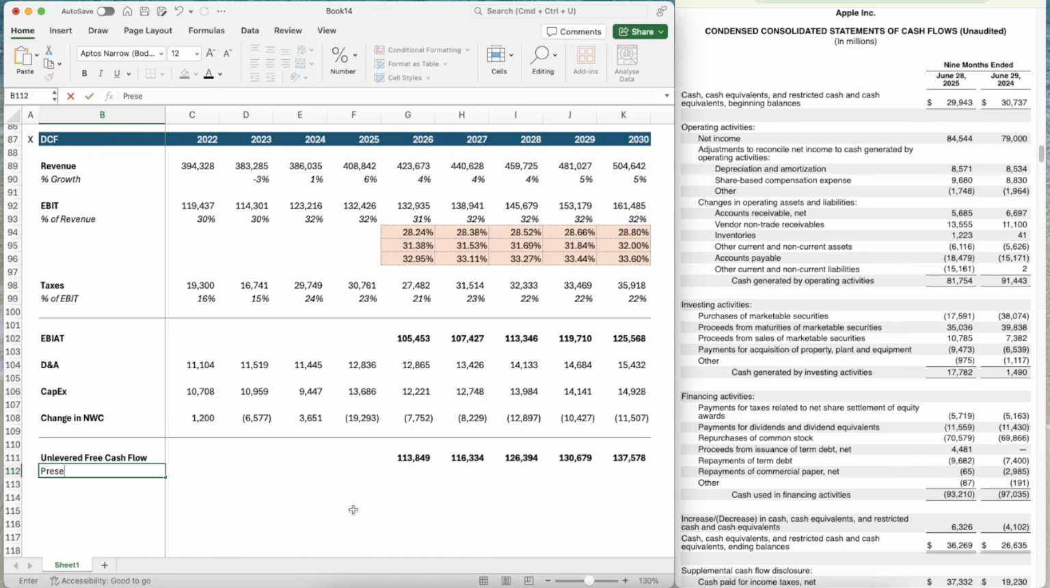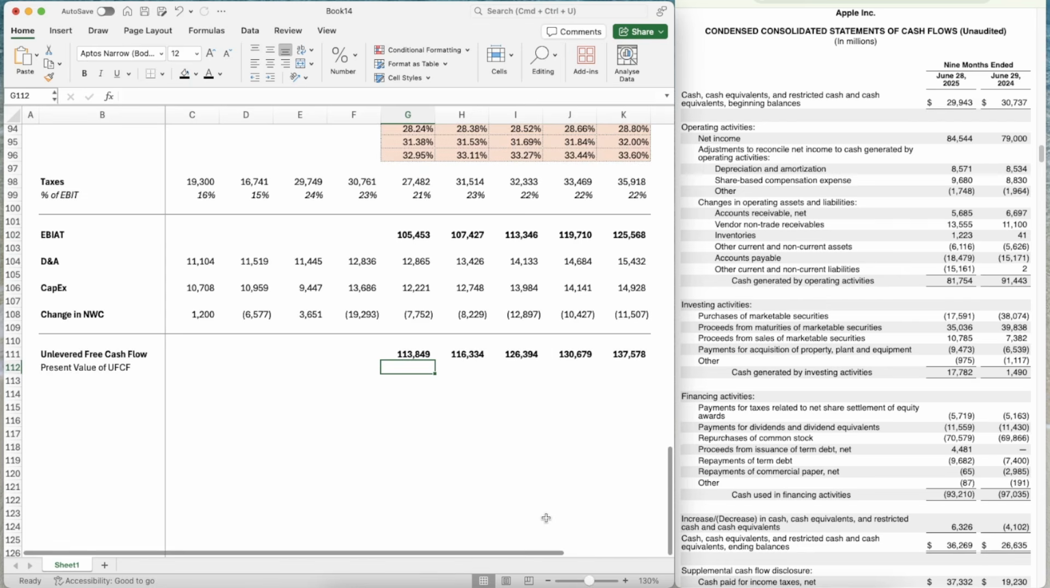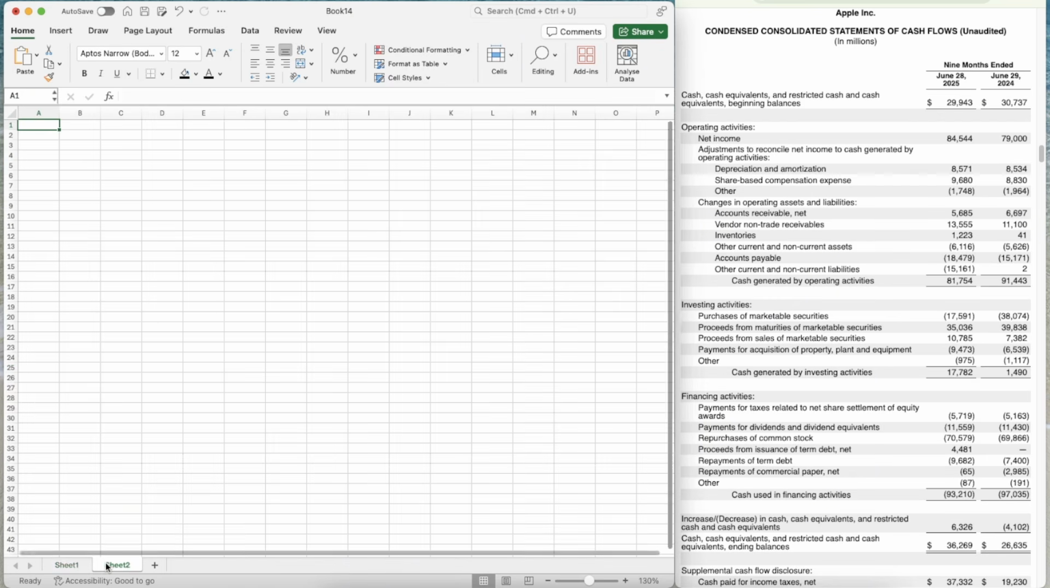But now we have to find out the present value of the unlevered free cash flow generated. And to do that, we need to calculate a WACC, a weighted average cost of capital, which discounts these cash flows back to what they're worth today based on the risks that we foresee. So let's open up another sheet and let's start building out our WACC.